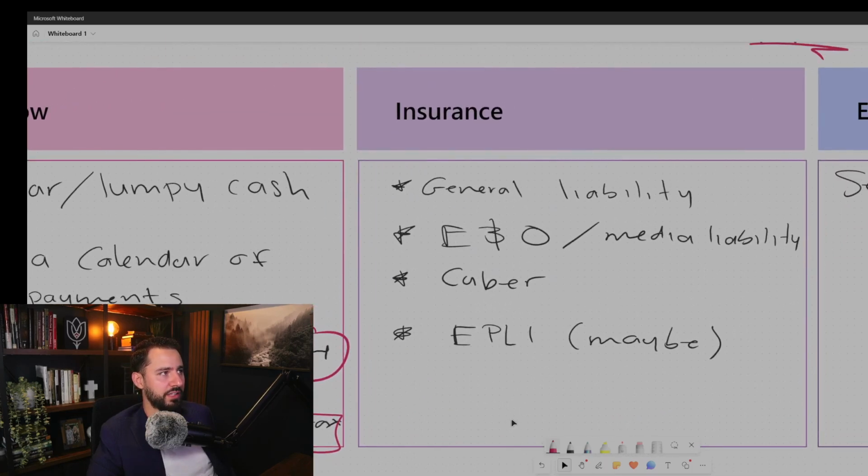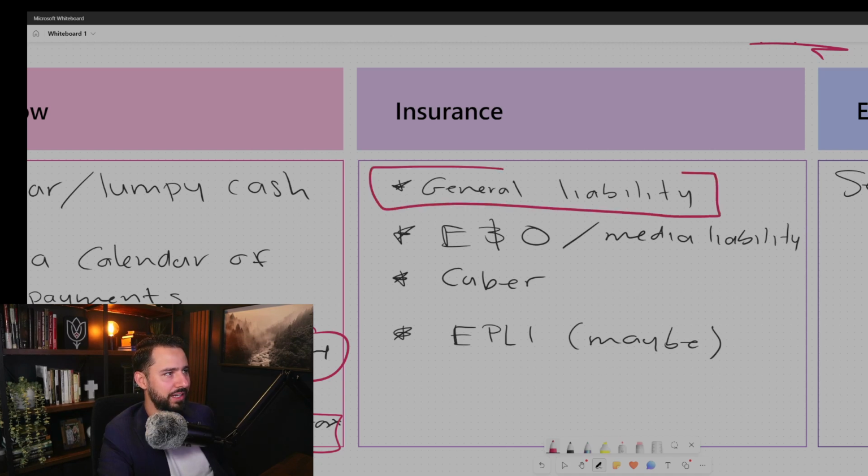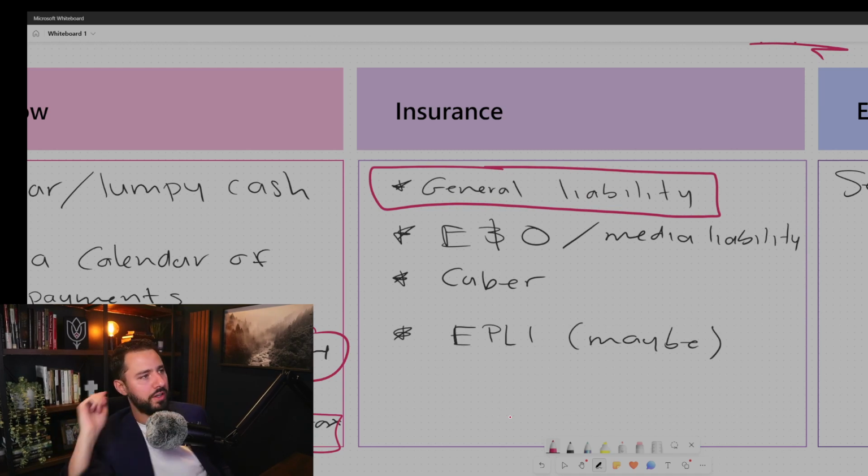Okay, next one is insurance. Regardless of what you're doing, you need general liability. So if you're a content creator, power washing, or landscaping, or those guys that landscape for free, right? It doesn't matter that you're doing it for free. You need insurance. You accidentally, I don't know, hit a nail, the nail hits the car, and the person sues you for that. You absolutely need general liability.